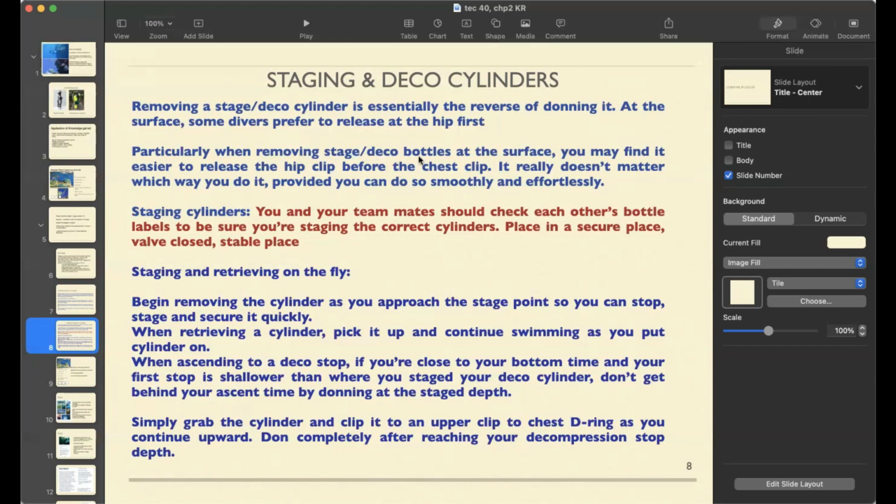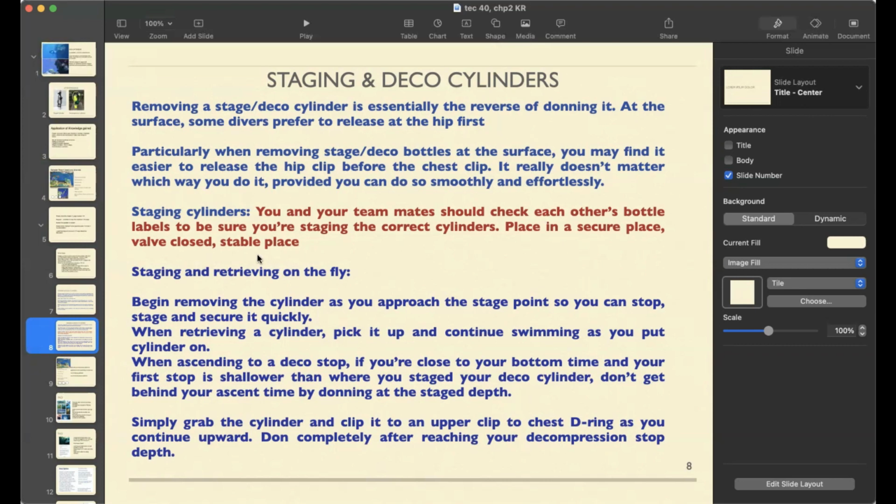Particularly when removing the stage at the surface, you find it easier to release the hip clip before the chest clip. It really doesn't matter in what way you do it, provided you do it smoothly and effortlessly. When staging cylinders, you and your teammate should check each other's bottles and labels to be sure you are staging correctly. Place the cylinders in a secure, stable place, valve closed.